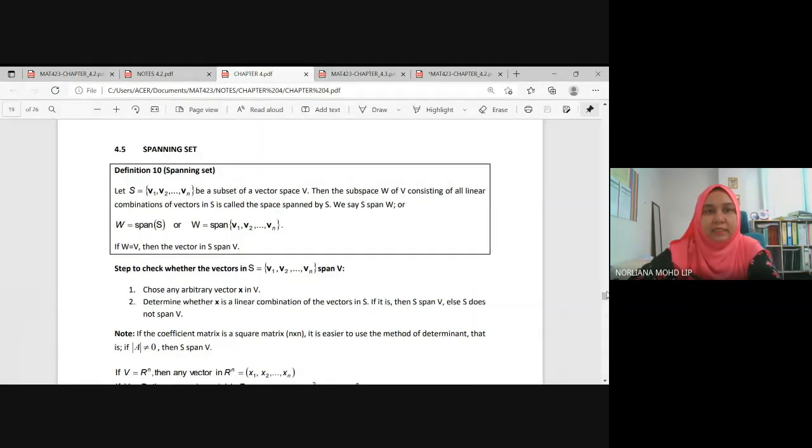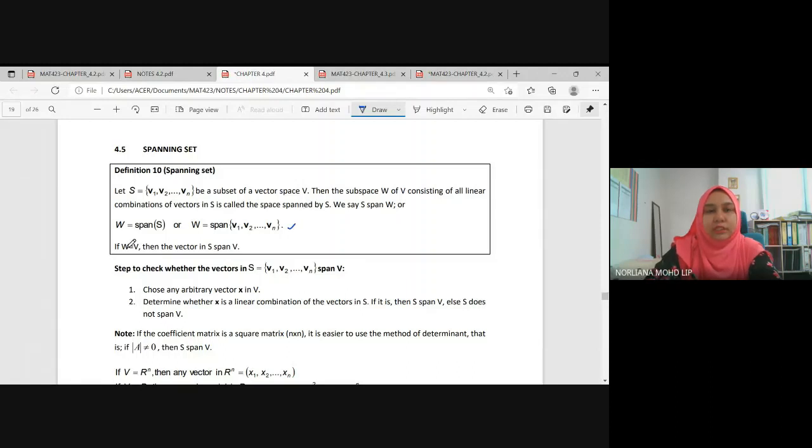Okay, what is a spanning set? Let S equal {v1, v2, until vn} be a subset of a vector space V. Then the subspace W of V consisting of all linear combinations of vectors in S is called the space spanned by S. We say S spans W, or in notation W equals span S, or W equals span of the set {v1, v2, until vn}.